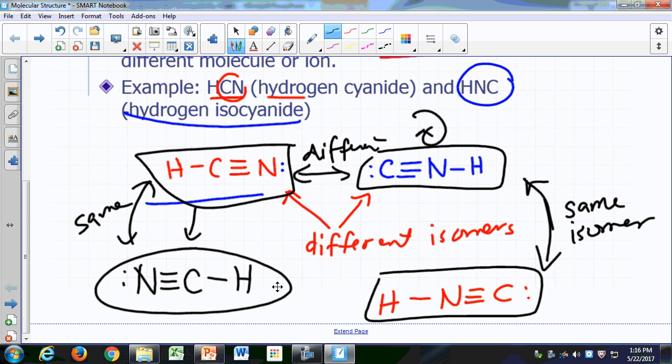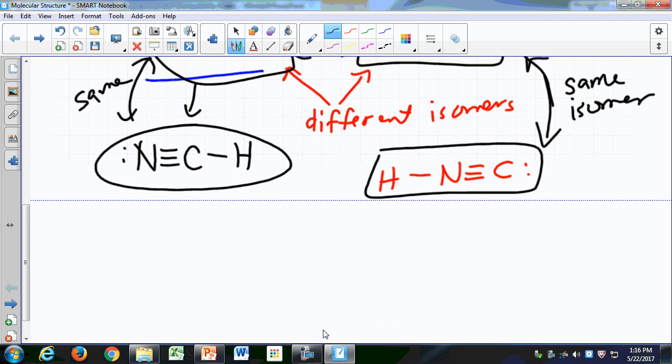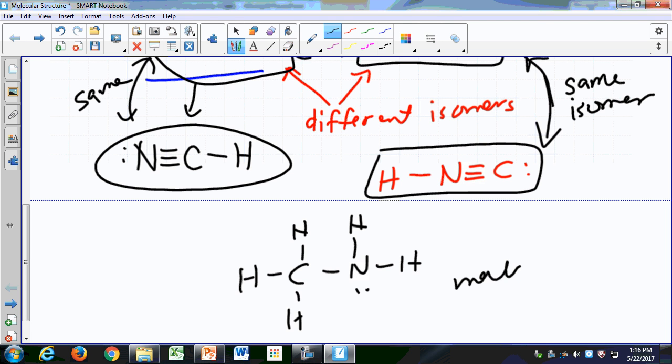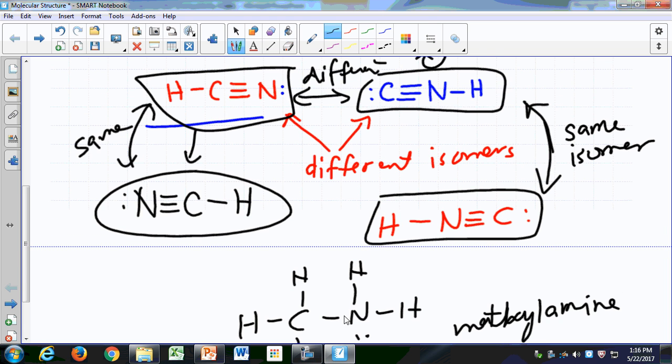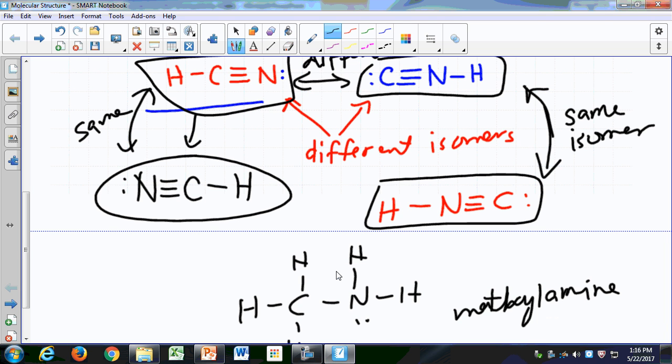One more note. What if we have something like H, C, H, H, and N, H, H? This is called methylamine. You don't have to remember this name. But you can see this is hydrogen, carbon, and nitrogen. Now this is a totally different molecule. This is not even an isomer, because for two things to be considered isomers, they have to have the same number of atoms of each kind. Just for clarification.